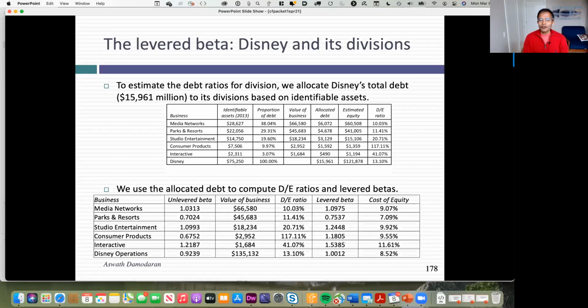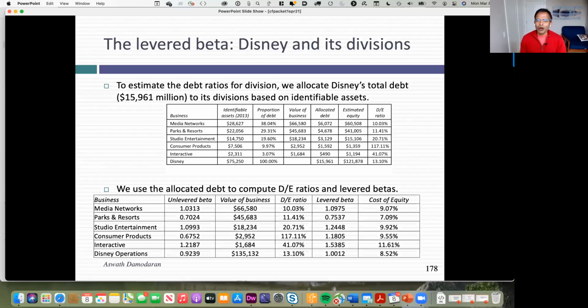But I'd really like to know the debt to equity ratio of each of their 5 businesses. Why? Because I need a debt to equity ratio for each business to come up with a beta for that business. And here I ran into 2 problems. The first is, I don't know what the market value of equities of the broadcasting business and the theme park business, because they're not publicly traded. The company is traded, but the businesses don't trade.